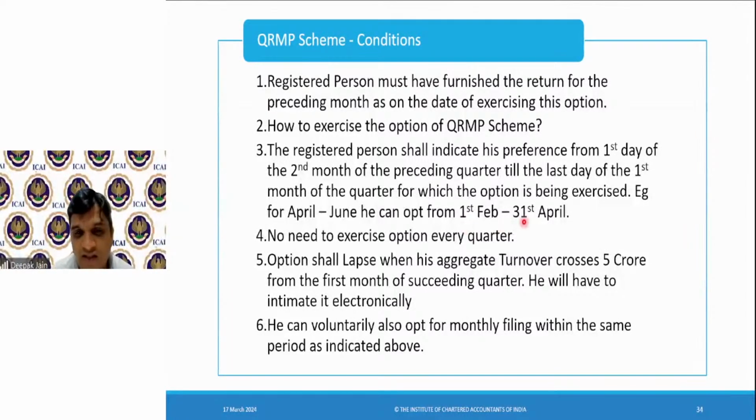30th April, this is wrong. There's no 31st April, there's 30th April. So he should opt for it from the 1st February till the 30th April.